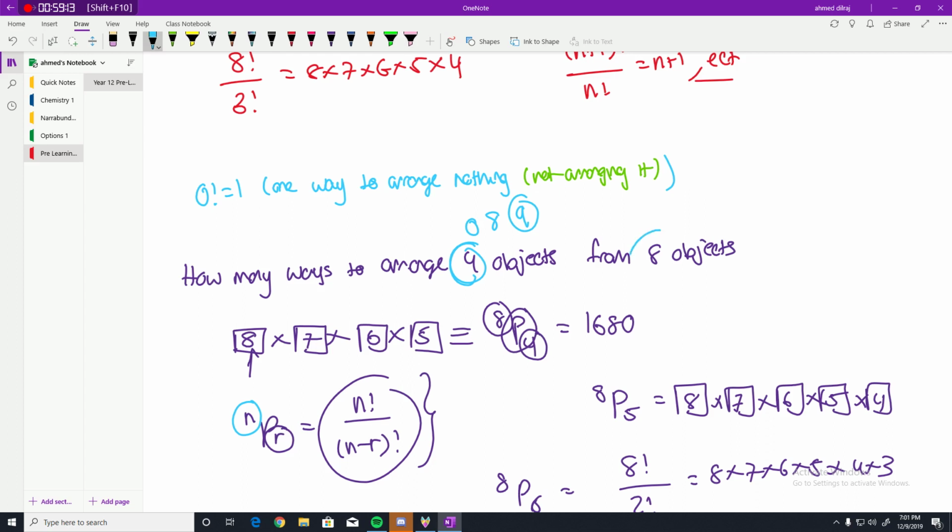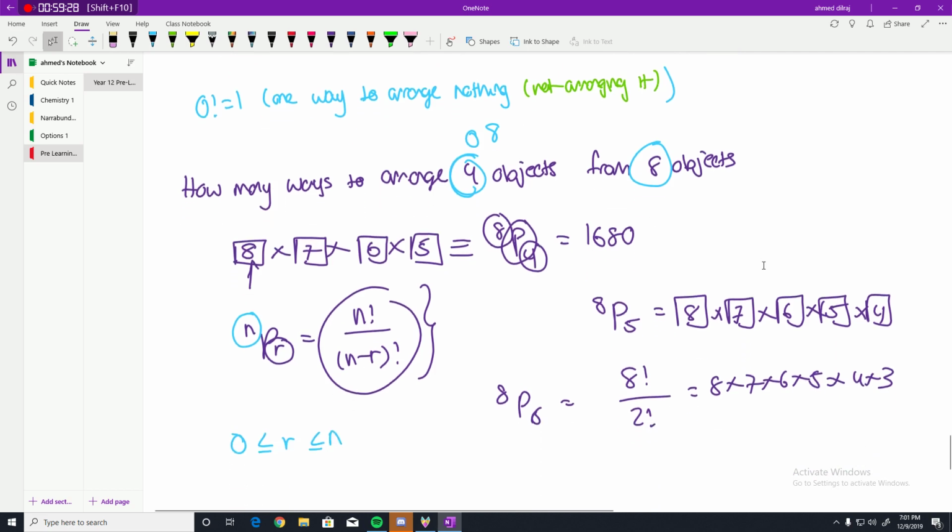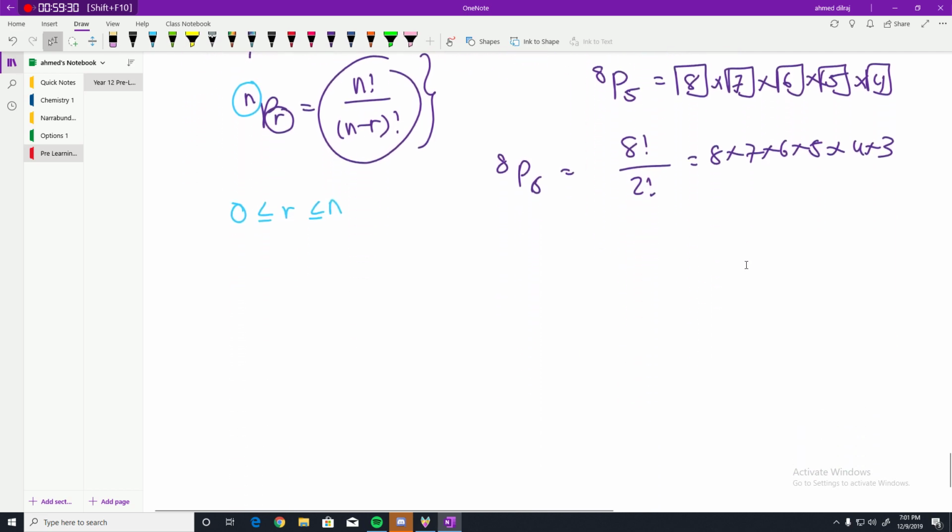Because you only have a total of 8 objects. Yeah, so you have a total of 8 objects, so you can't arrange 9, right? And you can't get negative objects, but you can have anything greater than or equal to 0, but you can't have anything more than 8. Does that make sense? Yeah, that makes sense. That's where our range of r is in between, right?